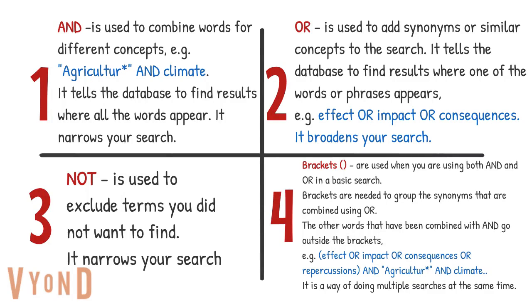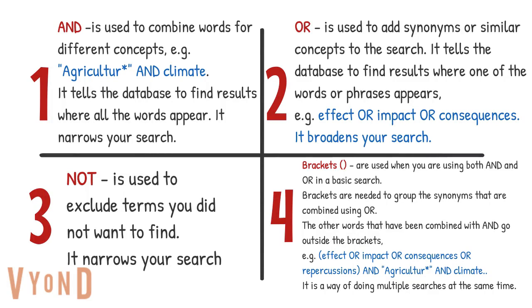"Or" is used to add synonyms or similar concepts to the search. It tells the database to find results where one of the words or phrases appears. For example, effect or impact or consequences. It broadens your search. "Not" is used to exclude terms you don't want to find, so it narrows your search. Brackets are used when you are using both "and" and "or" in a basic search. Because there is only one search box in a basic search, brackets are needed to group the synonyms that are combined using "or". The other words that have been combined with "and" go outside the brackets.